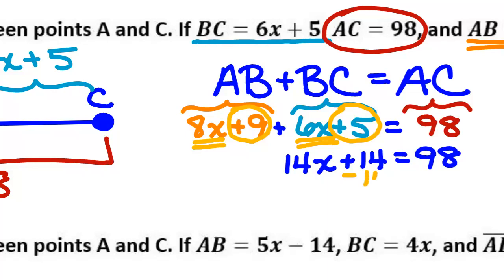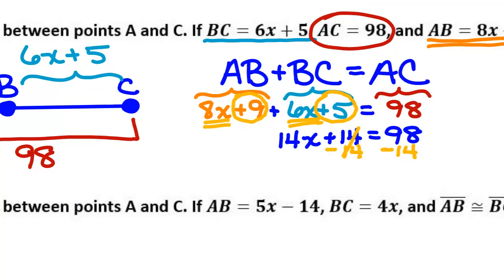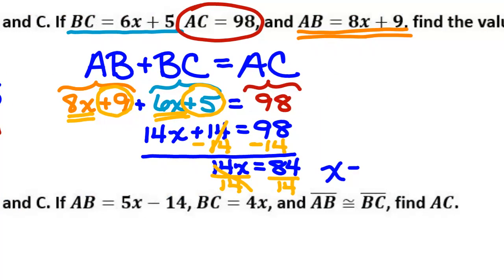Then I'm going to subtract 14 from both sides. What is 98 minus 14? 84. So I have 14x equals 84. Then I'm going to divide both sides by 14. What is 84 divided by 14? You can use your cell phone calculator if you want to. What is 84 divided by 14? It is 6.